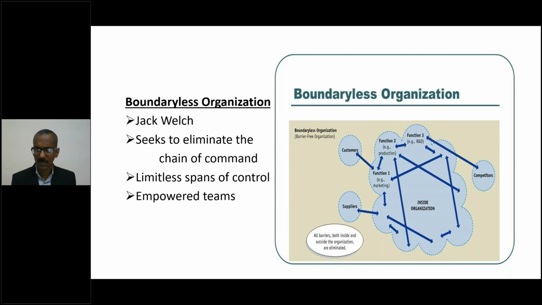Spans of control, limitless. A manager can have any number of subordinates. Okay, I said eliminate departments. Somehow you have to group. It should be organized. Right? How to organize? Teams. There will be empowered teams. There will be teams, empower them. So if you look at the picture, I think it shows everything. All barriers, both inside and outside the organization, are eliminated. Outside the organization relates to, for example, suppliers.